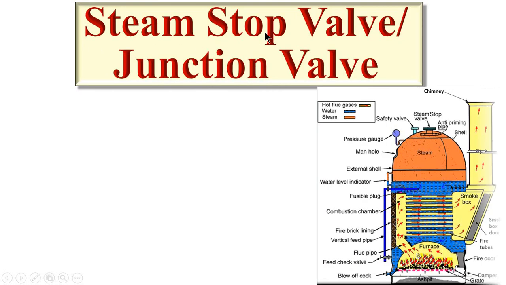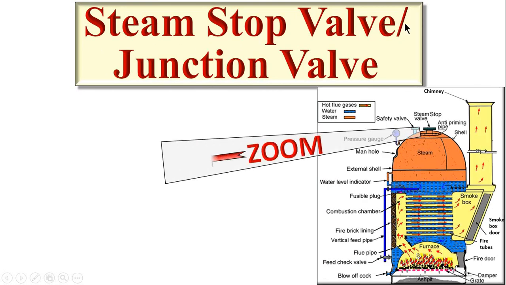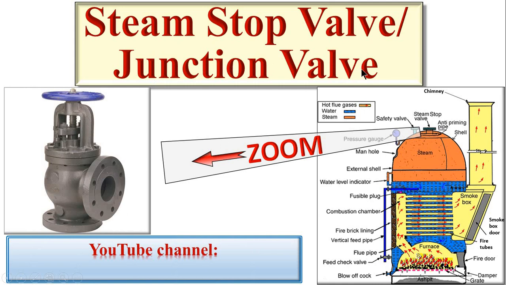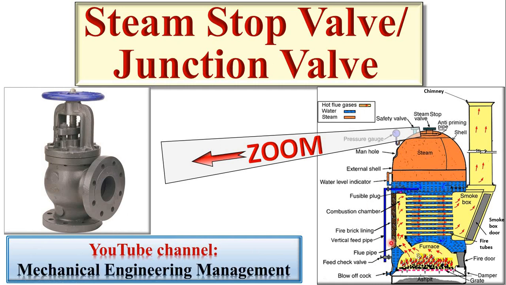Today we are going to discuss the steam stop valve. Sometimes it is known as a junction valve. This one is the Cochran boiler, and here you can see the steam stop valve. And if you zoom in, then you will see the steam stop valve.